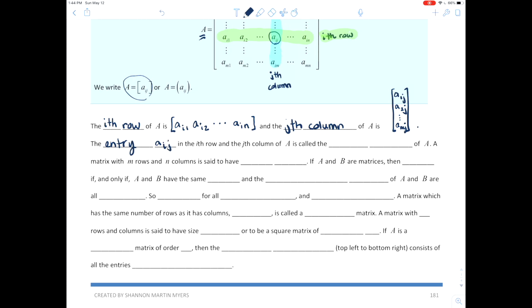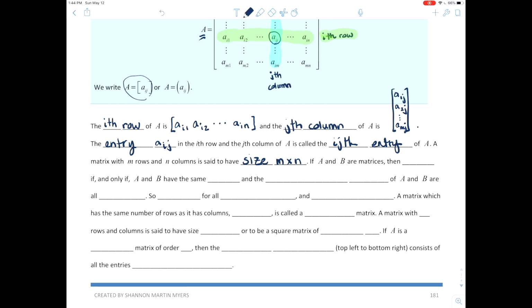So the entry a_ij in the ith row and the jth column of A is called the ijth entry of A. A matrix with M rows and N columns is said to have size M by N.